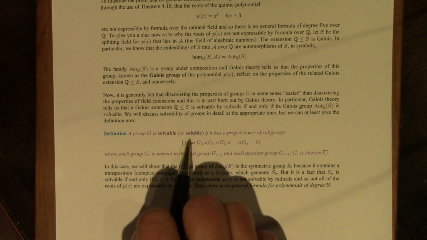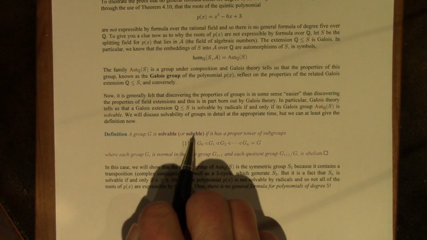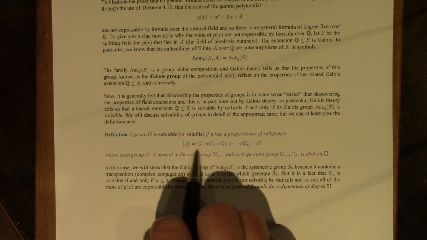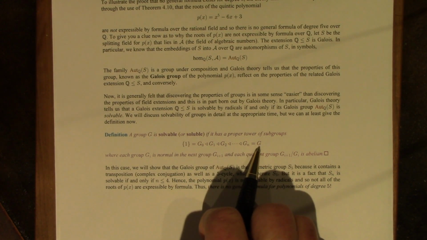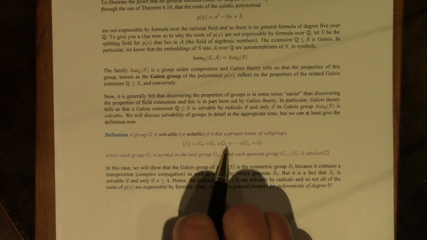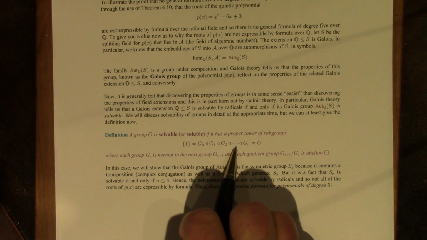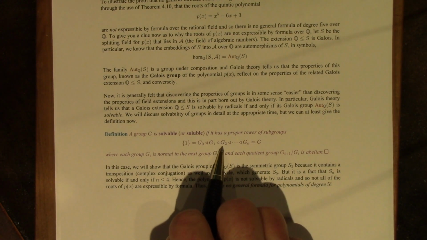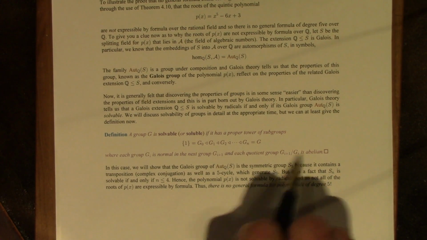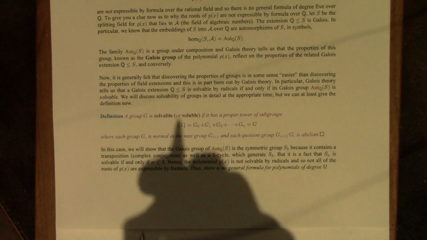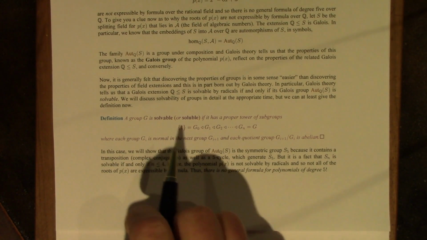A group G is solvable, and in the European literature it tends to be called soluble, if it has a proper tower of subgroups where each group Gi is normal in the next group, and each quotient group is abelian.